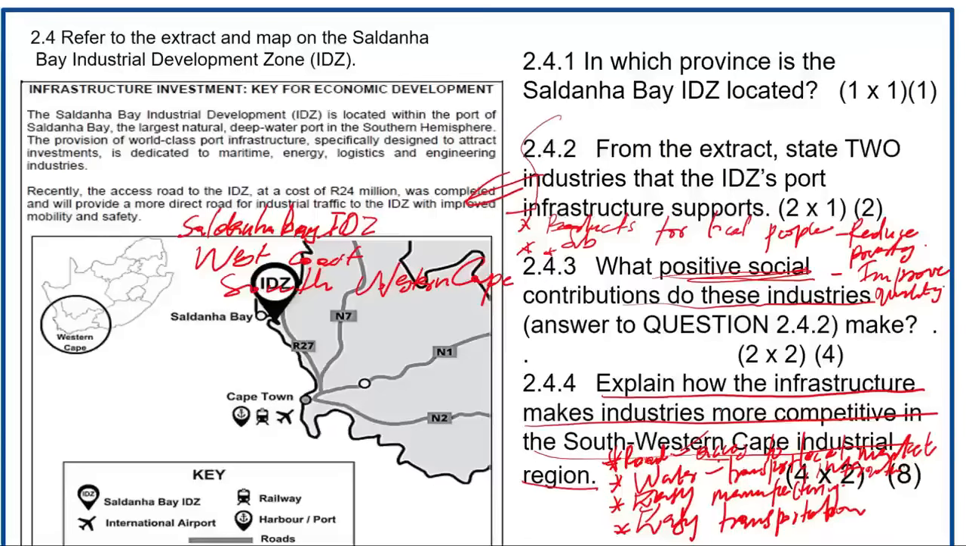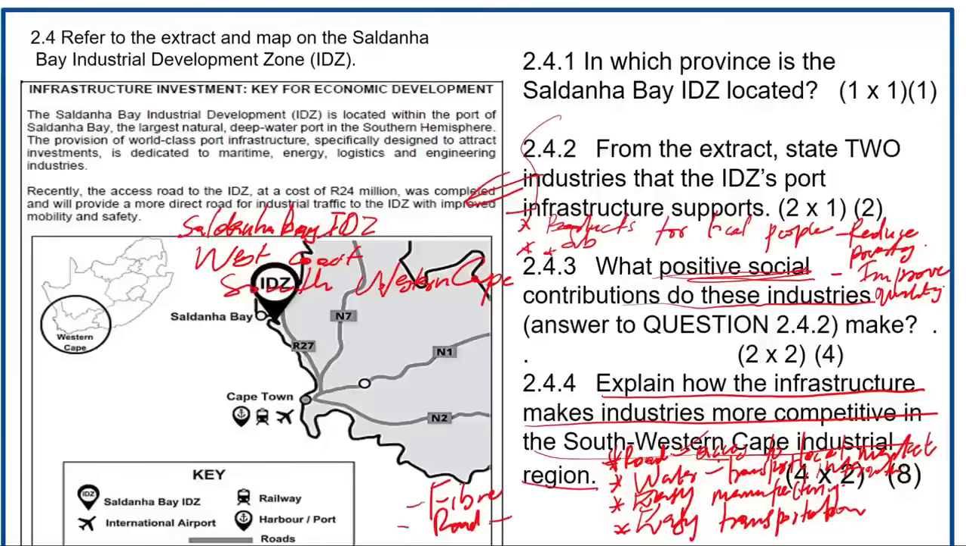We can talk about fiber. The fiber infrastructure makes it easy for communication to take place. Industries are able to access the internet and check if their products have arrived. Again, you can also talk about road infrastructure on top of this.